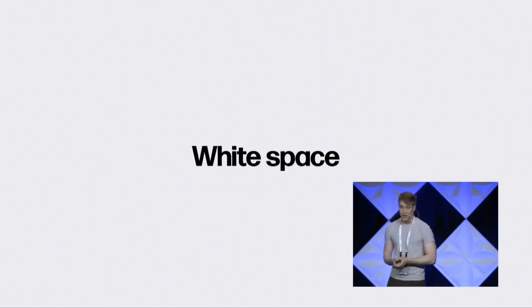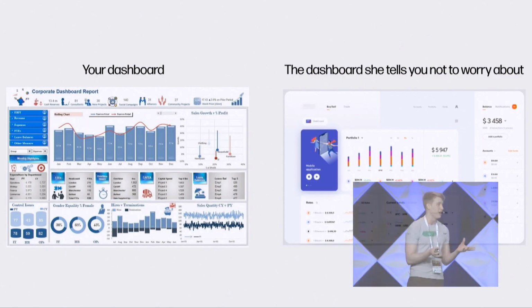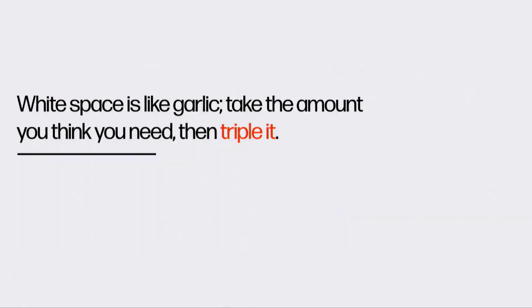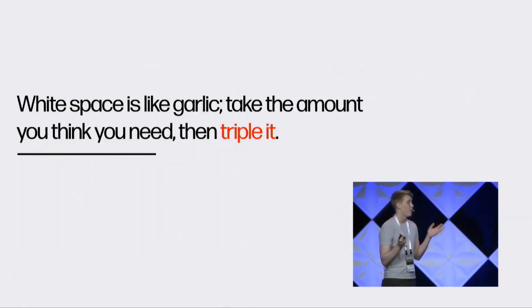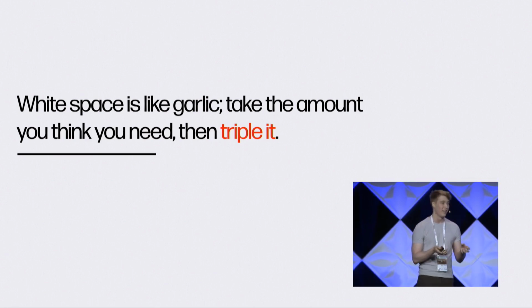So a few words about white space. This is particularly relevant when you're looking at things like dashboards and infographics where you're laying out a lot of charts together. What I often see is people want to cram as much information as they can possibly get onto the page. But what that ends up resulting in is that you can't even understand any of it. Your eye has no idea where to go on the page, and so your charts really need room to breathe. So I always recommend, it's like garlic, you take as much white space as you think you need and then triple it.